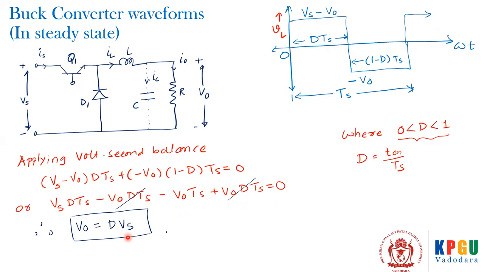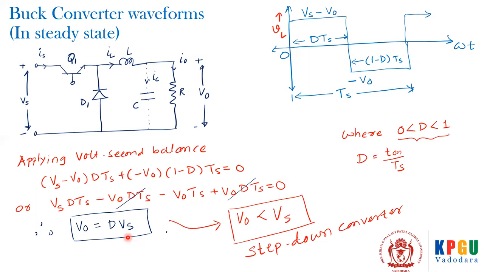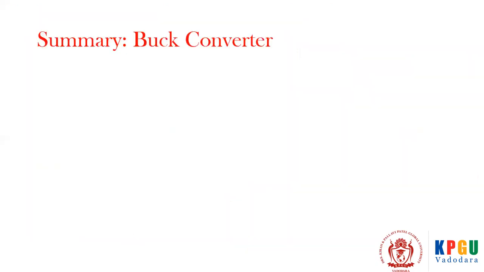Generally, it is less than 1, and that's why the output voltage is always less than the supply voltage. That's why this converter gives variable DC, but step down, that is, the output DC is lesser than the input DC. And the variation can be achieved by controlling the T on time, that is, the duty ratio D. Right? So let's summarize the buck converter.